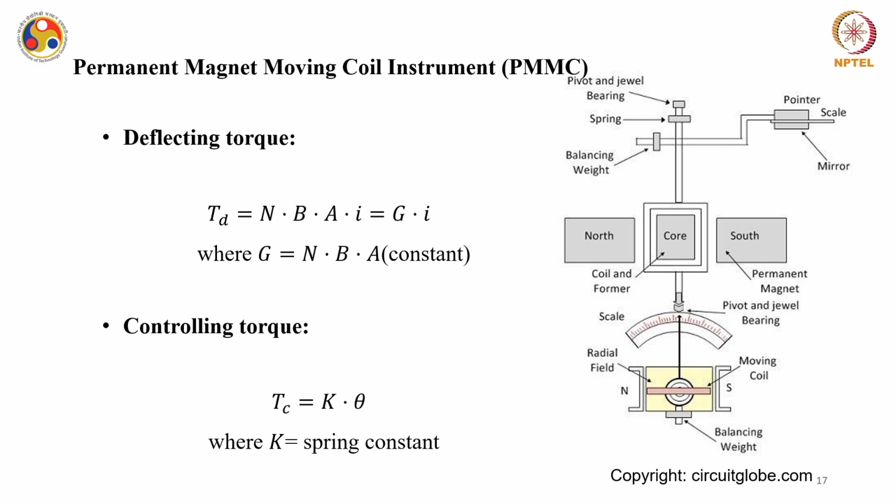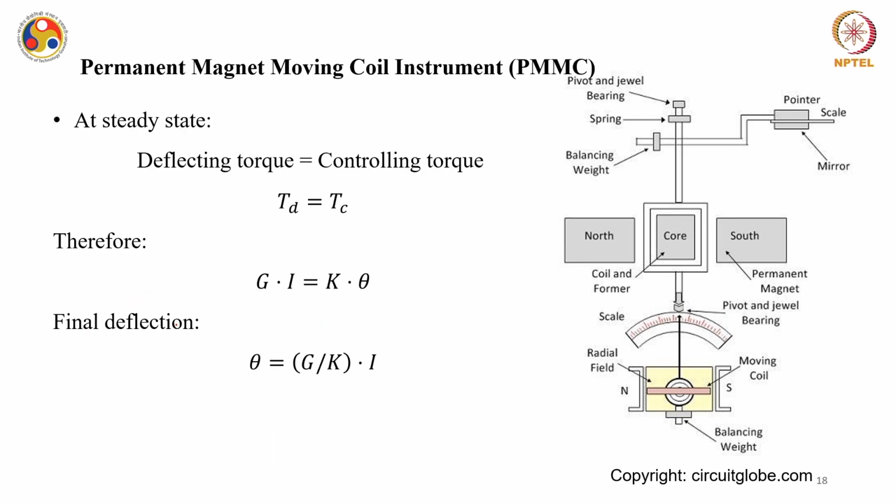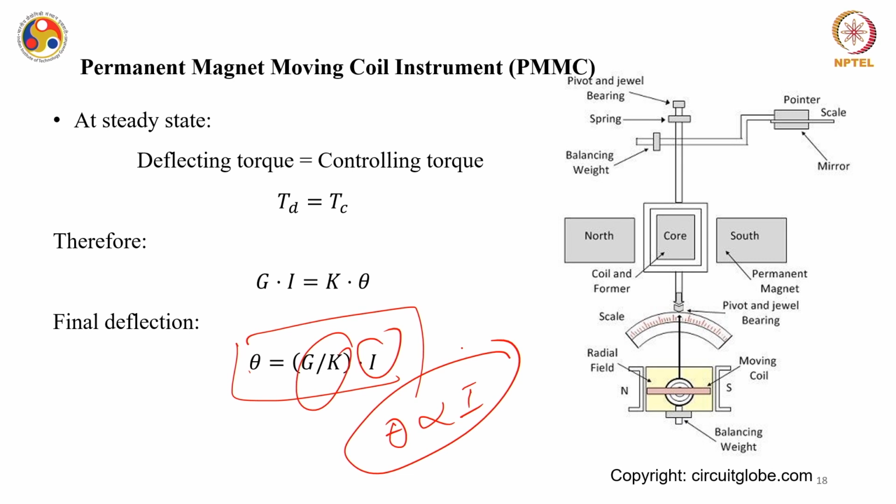Then we also calculate the deflecting torque and controlling torque. Controlling torque was directly governed by the spring constant, and this deflecting torque and controlling torque were equated at steady state position to get the deflection value. For example, in PMMC, we have deflection equal to a constant into the current, or you can say that the deflection was directly proportional to the quantity which we were measuring, and based on this the scale of the instrument was also designed.